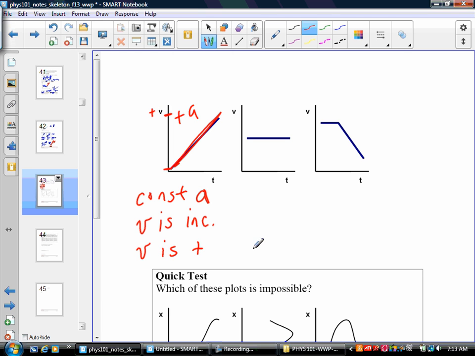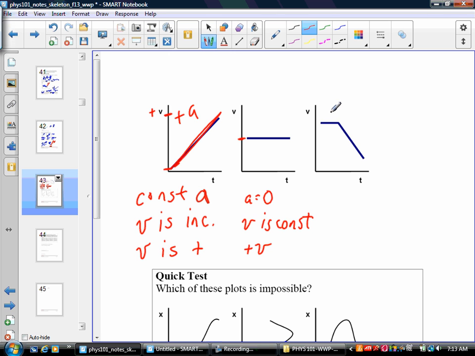Here, likewise, on the second one, I have a positive velocity. Velocity is constant. Doesn't change, it's always this value. And also, acceleration is constant, and particular acceleration is equal to 0, because this plot has 0 slope.